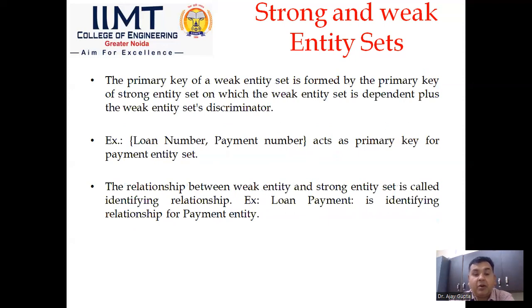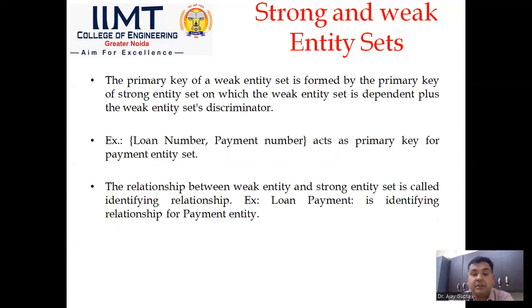The primary key of a weak entity set is formed by the primary key of the strong entity set on which the weak entity set is dependent, plus the weak entity set's discriminator. Here in our example, the combination of loan number and payment number acts as the primary key for the payment entity set.